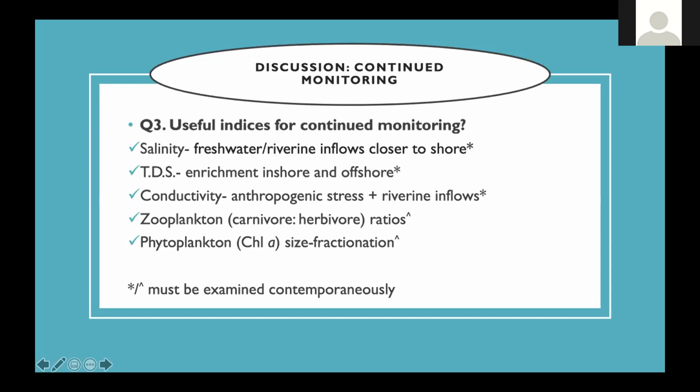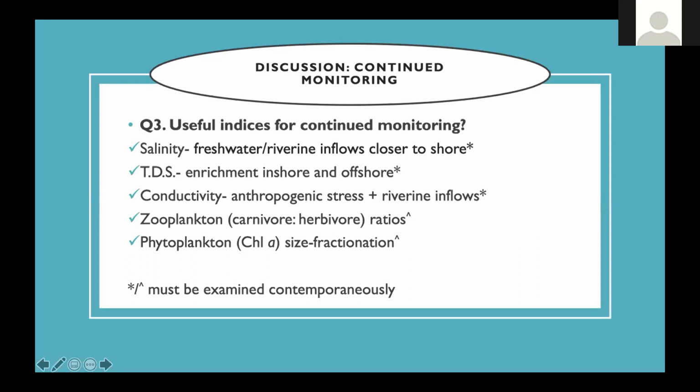So with regard to the useful indices for continued monitoring, indices such as salinity, TDS, and conductivity were especially useful for indicating riverine inflows. Some of them were more useful at indicating enrichment offshore, such as TDS. But the important thing to note here is that they were most useful when used contemporaneously.